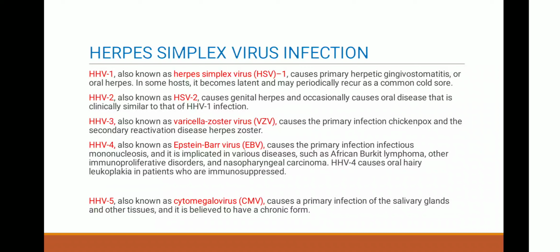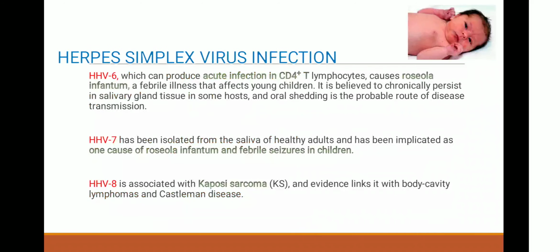It causes the primary infection of chickenpox in children and zoster in adults. HHV4 is Epstein-Barr virus, which causes the primary infectious mononucleosis. HHV4 also causes Burkitt's lymphoma. HHV5 is a cytomegalovirus type. HHV6 causes acute infection of the CD4 T lymphocytes known as roseola infantum. It is a type of febrile illness that affects young children.